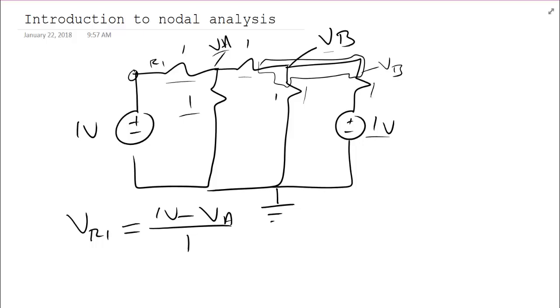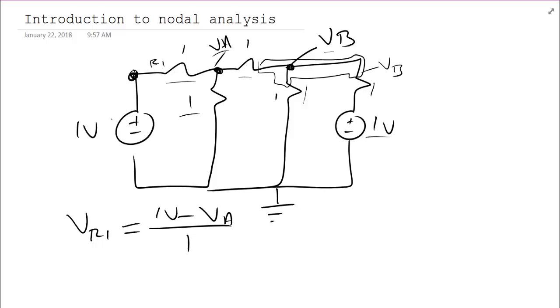So, one of the key steps is recognizing which voltages are actually unknown. Typically, these are nodal voltages, here and here. This voltage is also a nodal voltage, but we knew what it was. It's 1 volt. And so we only really had 2.